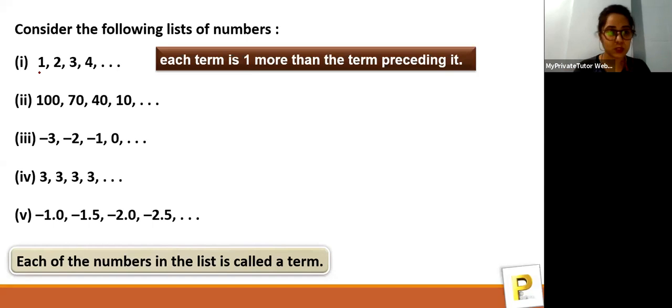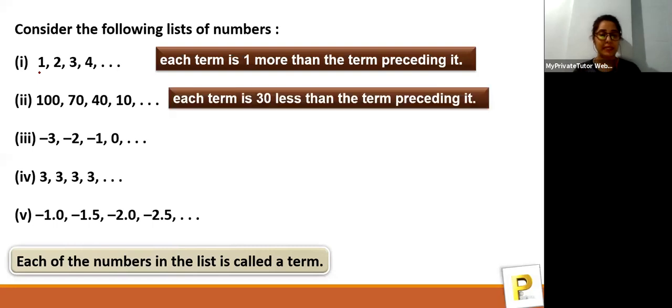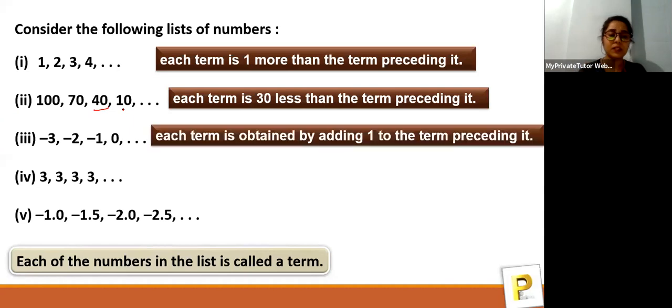Let's see the next question, that is 100, 70, 40, 10. So you can see that here also there is some similar thing going on. Let's see what is happening. Each term is 30 less than the term preceding it. So if you subtract 30 from each term, you get the next term. If you subtract 30 from 100, you get 70. If you subtract 30 from 70, you get 40. And if you subtract 30 from 40, you get 10. Okay, so there is something similar going on. Let's see the next question.